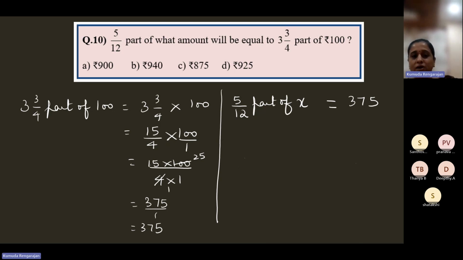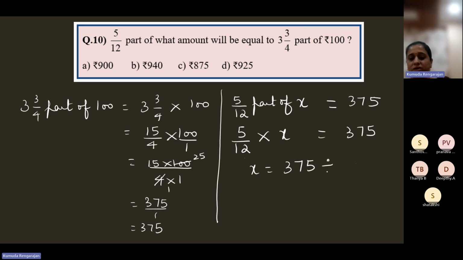5/12 part of what amount of x is equal to 375? What amount? So let's take it as x. So 5/12 part of x is 375. So 5/12 of x means 5/12 into x is equal to 375. So to find x, we have to divide 375 by 5/12. Because that's what we do, no?